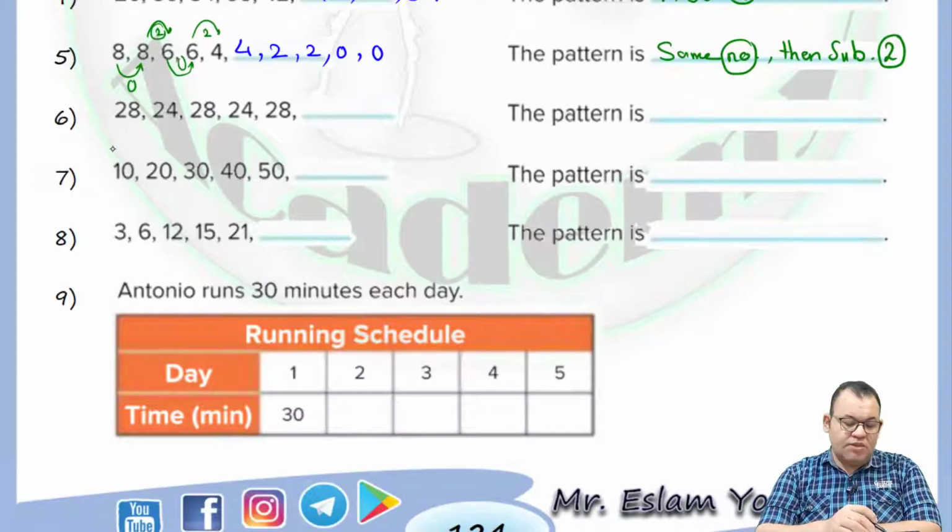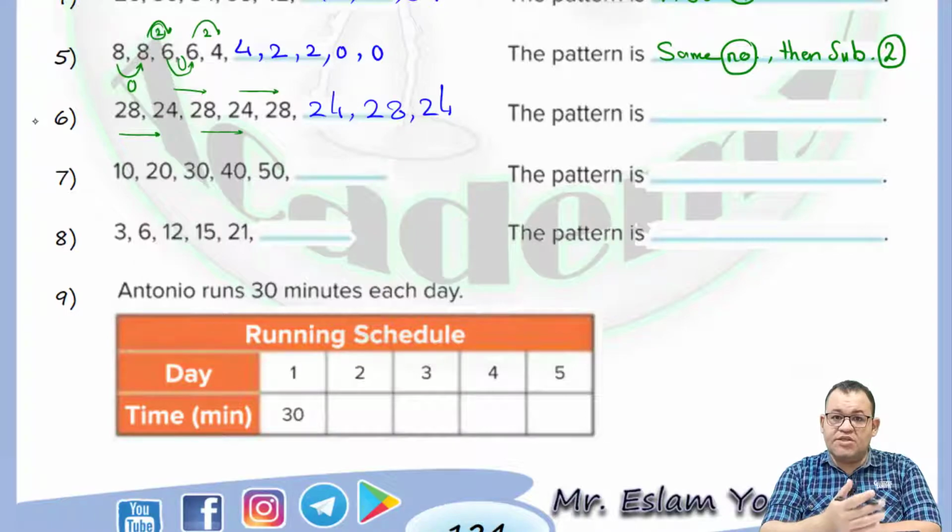In question number 26, 28 becomes 24, then 28, 24, 28. So you find that we subtract 4, then add 4. So the next will be, by subtracting 4, 24. By adding 4, it will be 28. Subtract 4 will be 24. So the pattern that we have: subtract 4 and add 4.